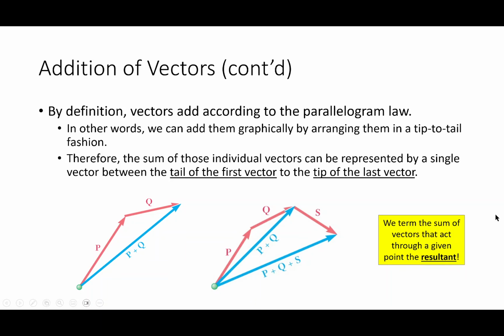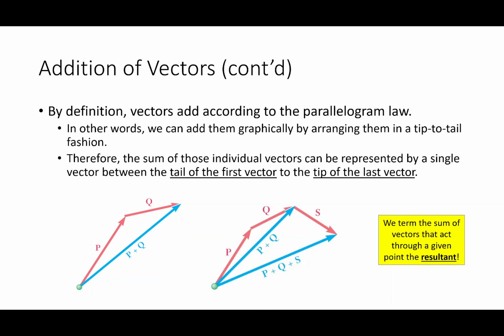And so the idea is that we can sum vectors by stacking them in a tip-to-tail fashion. If I had vector P and vector Q, the sum of those vectors would start at the very beginning and go to the very end. We can do this for two vectors, or for a bunch of vectors. For example, if I have three vectors, P, Q, and S, P plus Q would be from here to here. P plus Q plus S would be from here all the way to the very end. Don't worry, we're going to have an example in a little bit where we go through this process, and you'll see what I mean.